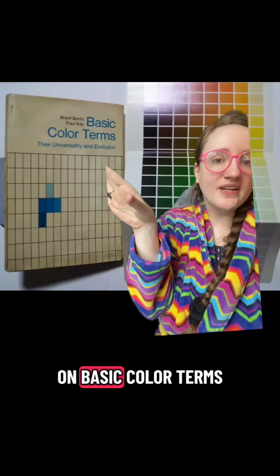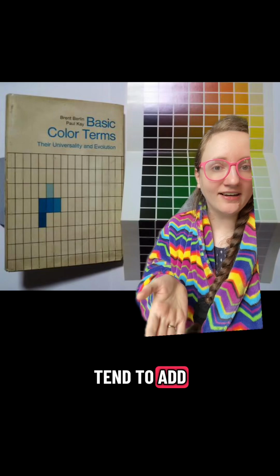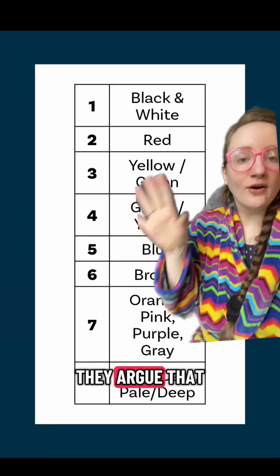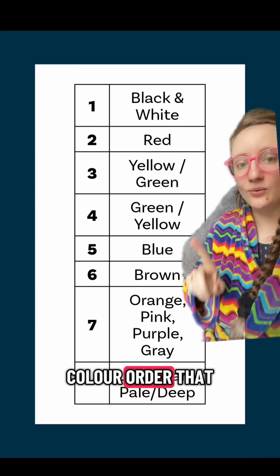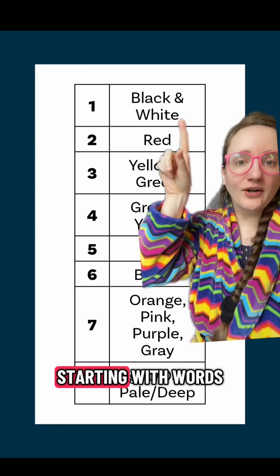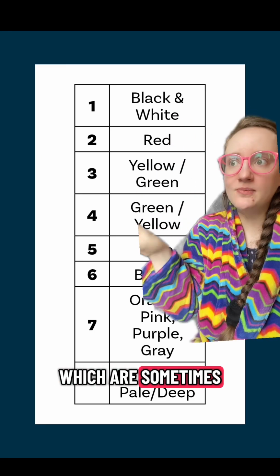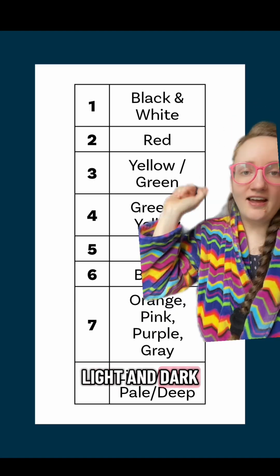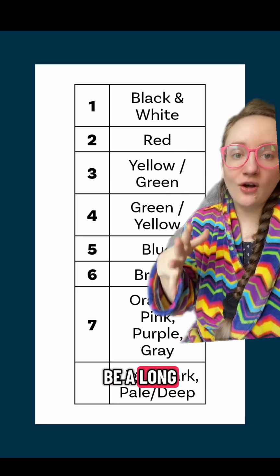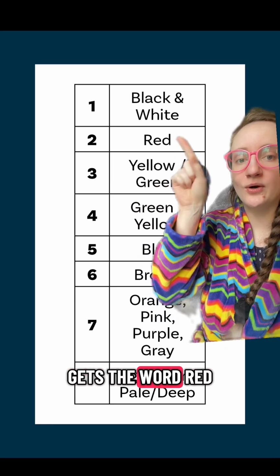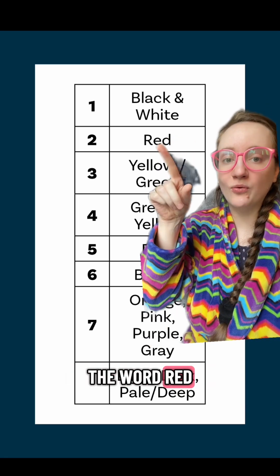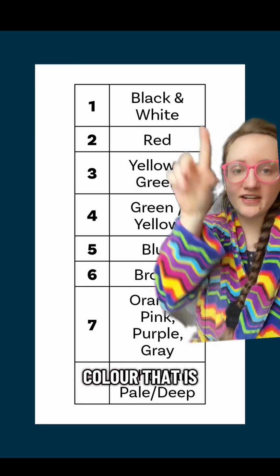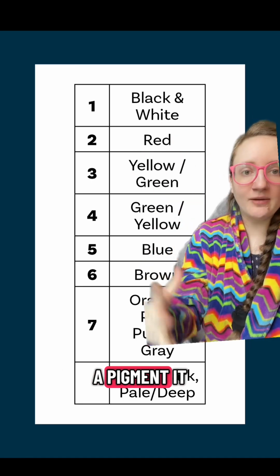In their book on basic color terms, Brent Berlin and Paul Kay argue that languages tend to add color terms in a fixed order. They argue that across the world, in the vast majority of languages, this is the color order that is added to language, starting with words for black and white, which are sometimes described as just light and dark, and then red. And it can be a long gap in between when a language gets the word red and then when they get their next color word. In fact, in some languages, the word red means literally any color that is not black or white. If there is a pigment, it is red.